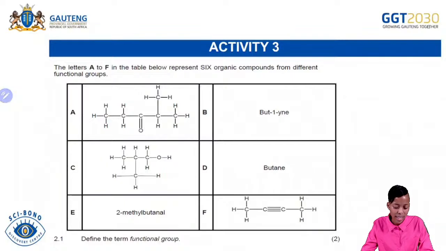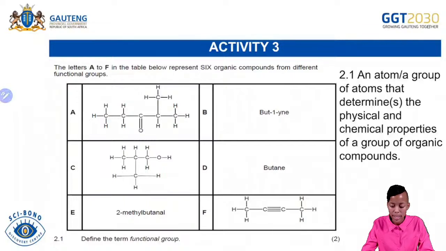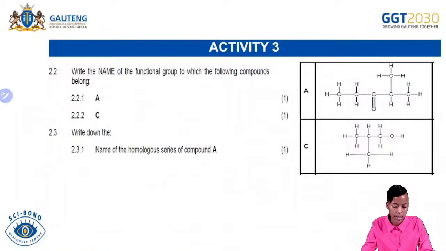It says the letters A to F in the table below represent 6 organic compounds from different functional groups. Okay. 2.1 says we need to define the term functional group. And then it says an atom or a group of atoms that determines the physical and the chemical properties of a group of organic compounds. So remember with definitions, definitions will be 2 marks or nothing, and you need to define according to the examination guidelines, right?